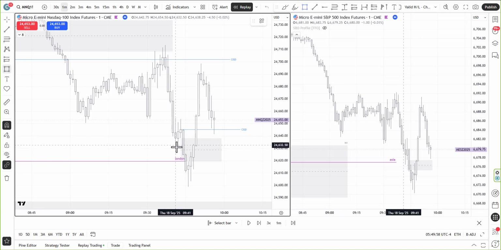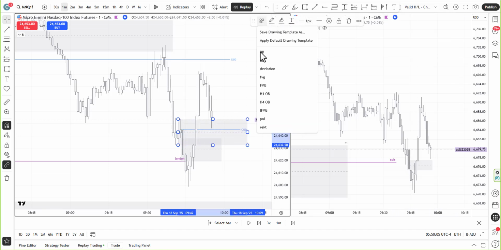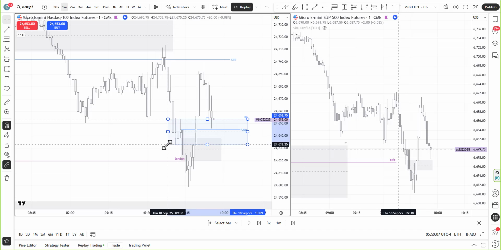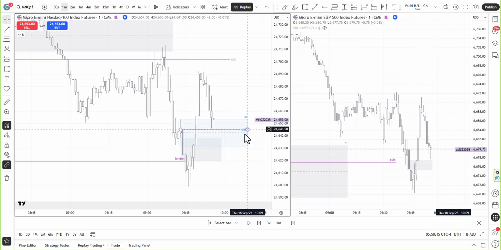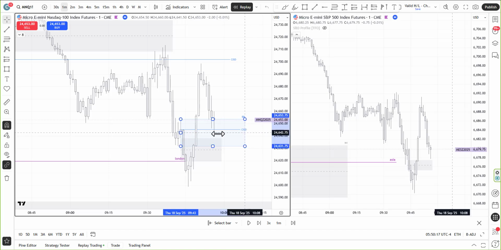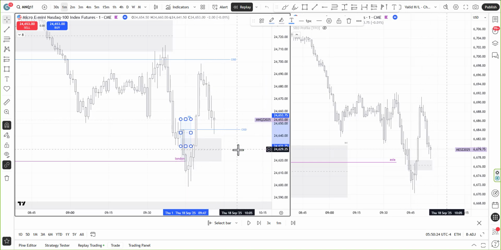But you could see an argument for a breaker here. I'm not sure if it's still marked out correctly. Let's just see. Breaker. Yeah, so do it whatever you want. So there is a breaker with the mitigation, there is a change in the state, and we did cross an inverse fair value gap. So now price is going here.